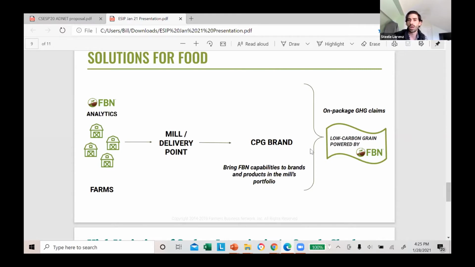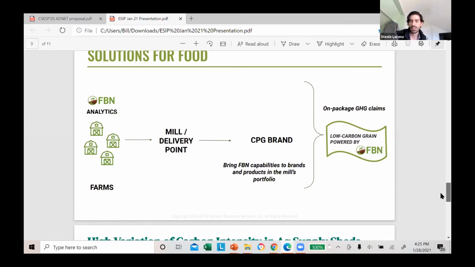That does require additional information from both the mill and the consumer packaged good brand, but largely for the products that we work in, somewhere between 50 and 70% of the total carbon intensity of that finished product is driven from the feedstock, from the agricultural input itself.